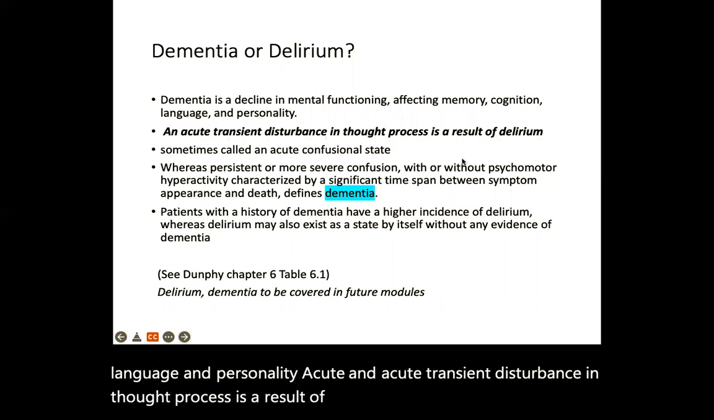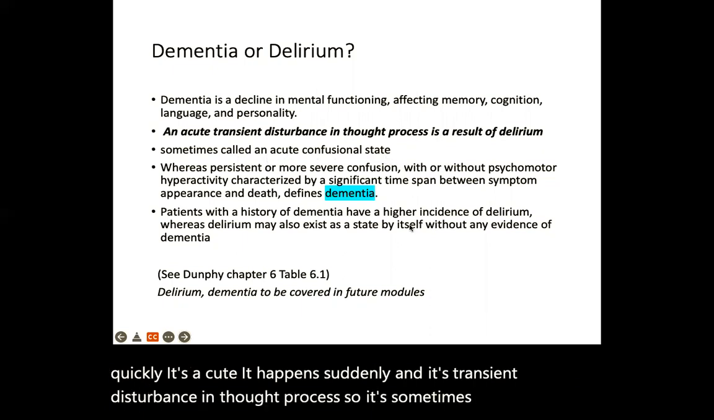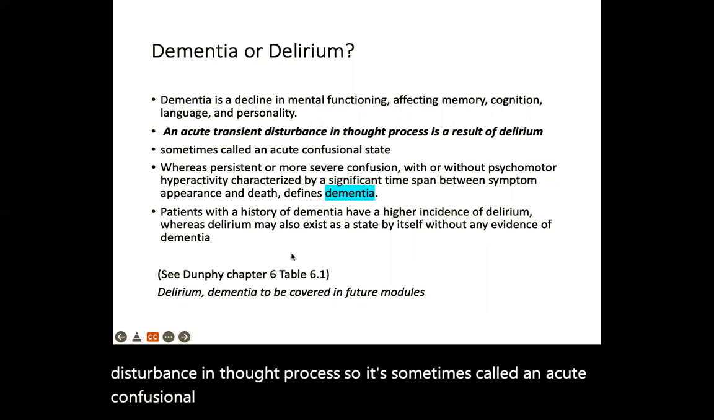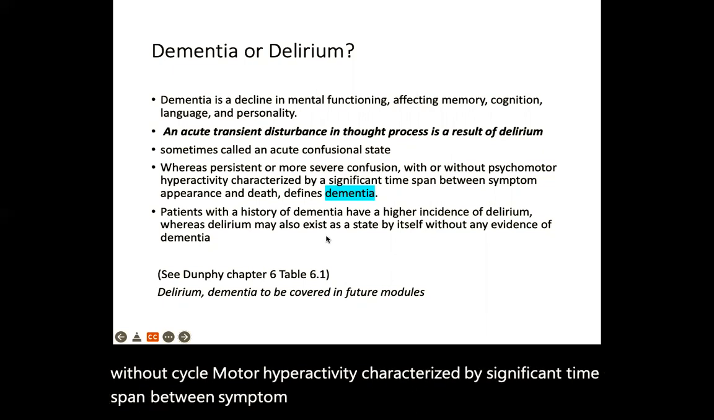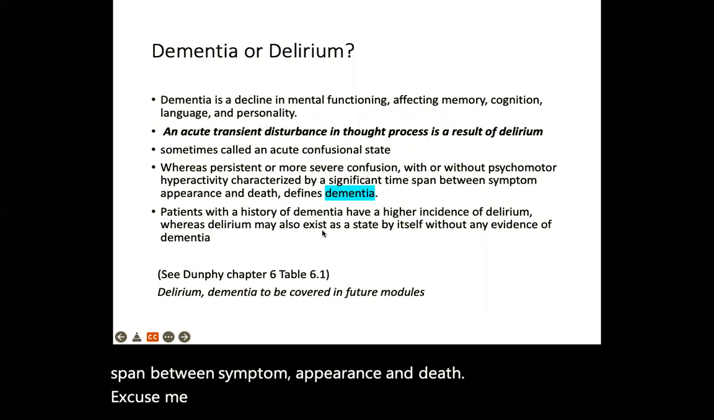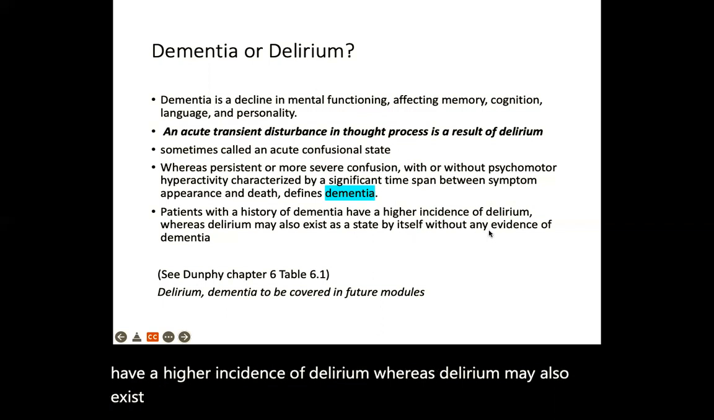So delirium comes on quickly. It's acute, it happens suddenly, and it's a transient disturbance in thought process. So it's sometimes called an acute confusional state. Whereas persistent or more severe confusion with or without psychomotor hyperactivity, characterized by a significant time span between symptom appearance and death, defines dementia. Patients with a history of dementia have a higher incidence of delirium, whereas delirium may also exist as a state by itself without any evidence of dementia.